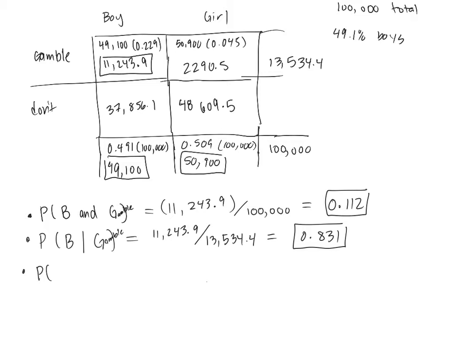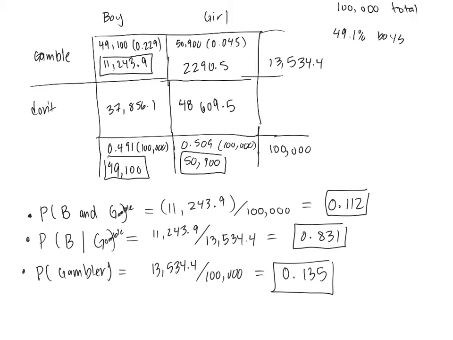Just the probability that you are a weekly gambler, right? So does that specify boy or girl? Nope. So how many people gamble? 13,534. Out of a total of 100,000, that comes out to be 0.135. So your chance of being a gambler is just like 13.5%. The probability that it's a boy, given it's a gambler, is 83.1%.